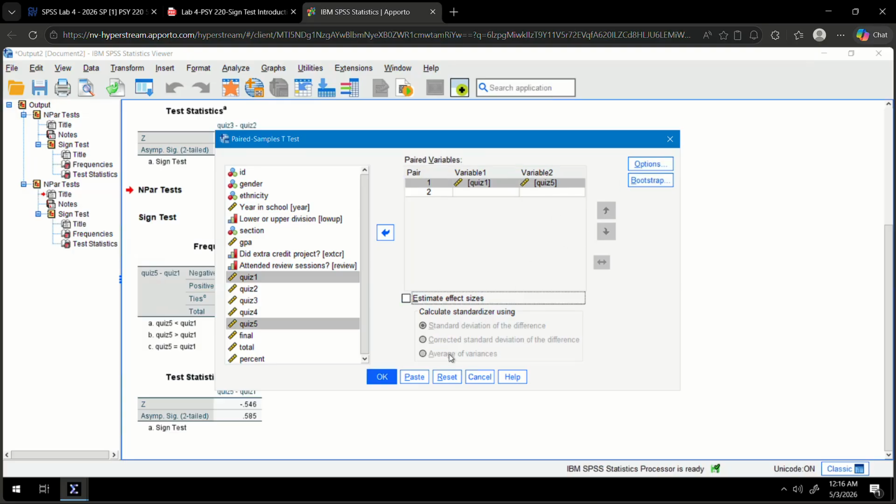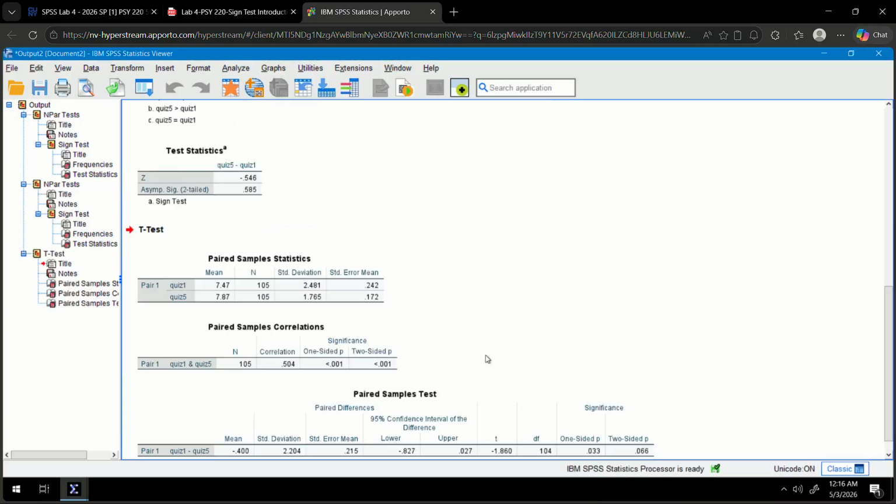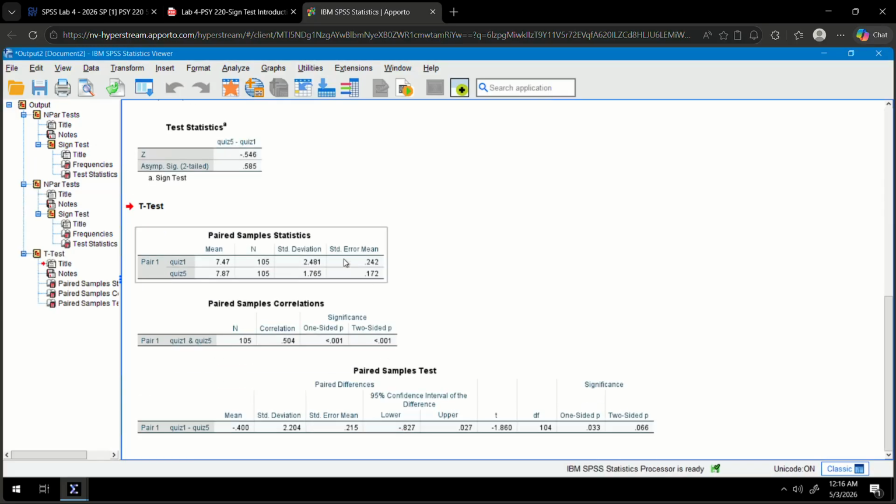Don't need effect size for this. Hit OK. Actually, let's put descriptives in here. Looks good. Let's look at the descriptives. So quiz 5 is 7.87. Quiz 1 is 7.47. Is that a statistically significant difference?